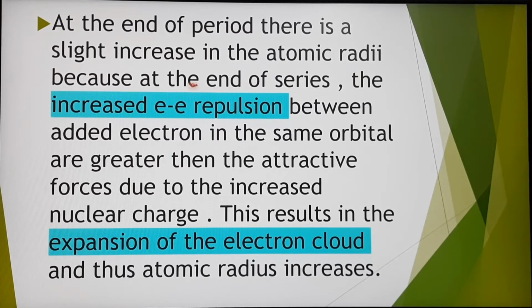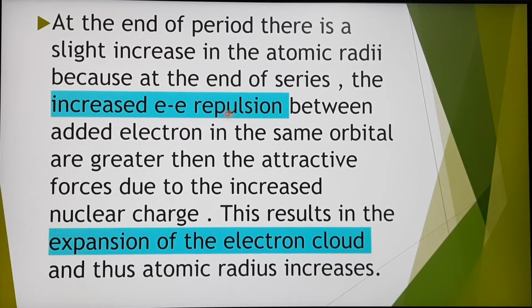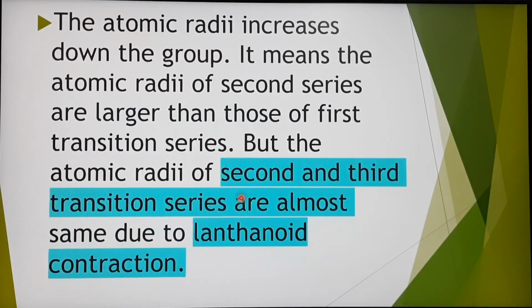and at the end of the period there is a slight increase in the atomic radii. The cause of this slight increase is the electron repulsion between the added electrons in the d orbital, which is greater than the attractive force due to the increased nuclear charge. Means when the d orbital is completely filled, electronic repulsion occurs, which is greater as compared to nuclear charge. That's why a little bit of expansion of the electron cloud takes place and atomic radius increases.